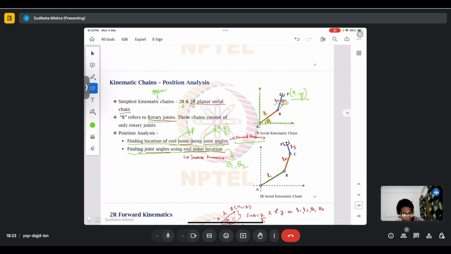In a 3R problem, x comma y remains the same, whereas there is an additional theta 3, which is basically this angle. So theta 1, theta 2 and theta 3 are the three things that you need to compute.